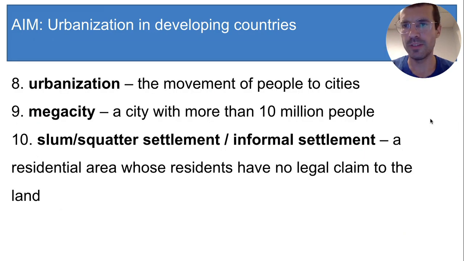The last term is slum, which is also called a squatter settlement or an informal settlement. Slums are places where people live illegally without having any claim to the land that they're on. And as a result, they can be kicked out of their homes at any moment if the government or a developer decides to use the land for something else.